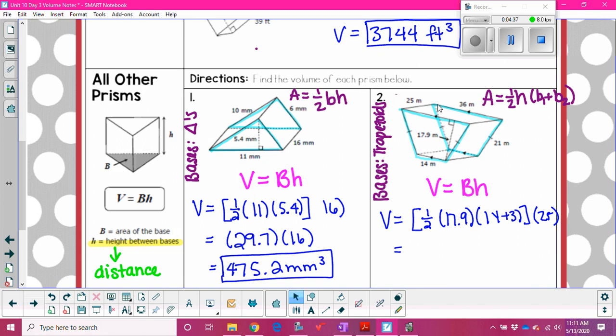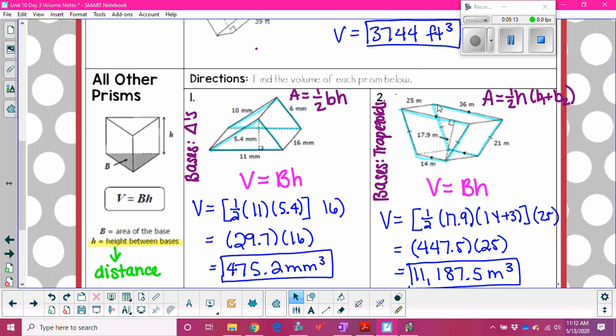Okay, so the area of that base, of that trapezoid, is 447.5. We still have to multiply that by 25. You probably put all this in your calculator, that's fine. I'm just breaking it out for you. So when you multiply those two together, you should get 11,187.5 meters cubed.